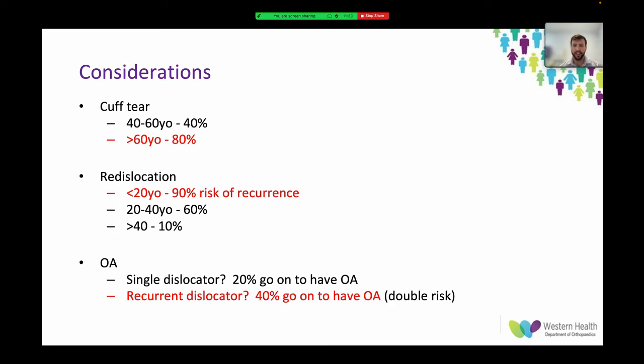There's some studies that have shown that progression of arthritis from a single dislocator, you can predict that 20% will go on to have osteoarthritis, but 40% will go on if you're a recurrent dislocator. So you double the risk. And this is important, particularly in certain presentations we'll talk about later.